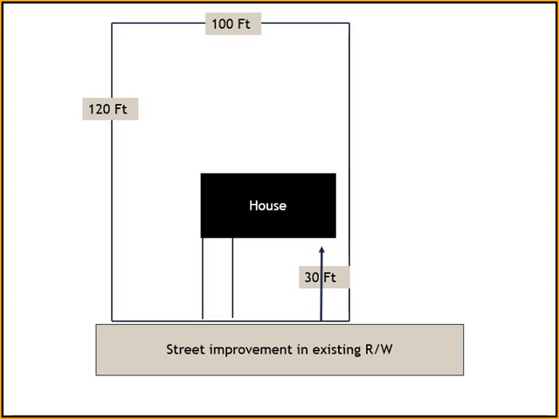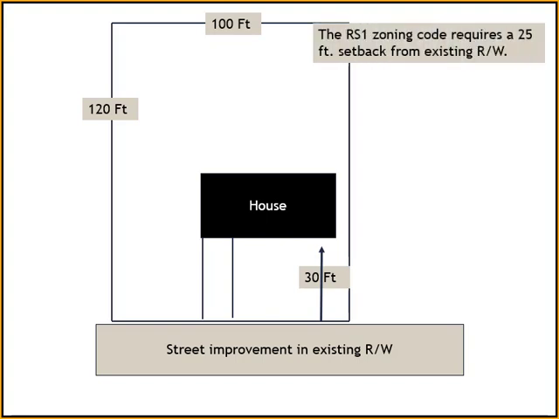All right, here's the first example. We have a house sitting on a lot. The street is in front of that house, and that house is set back 30 feet from the street. The RS1 zoning code requires a 25-foot setback from the existing right-of-way. So in the before situation, the house sits back 30 feet, so it adequately complies with the zoning code.